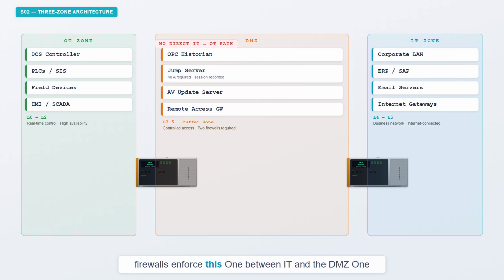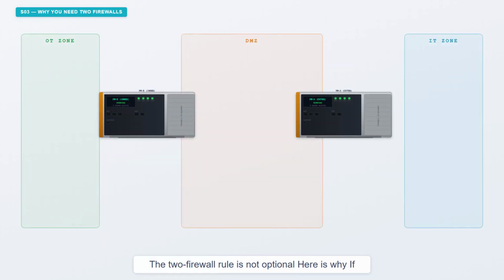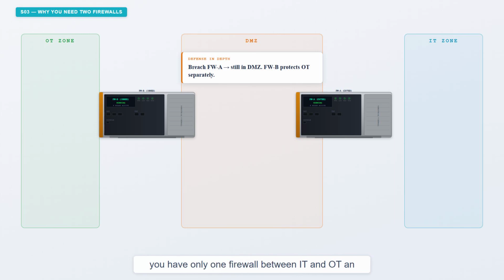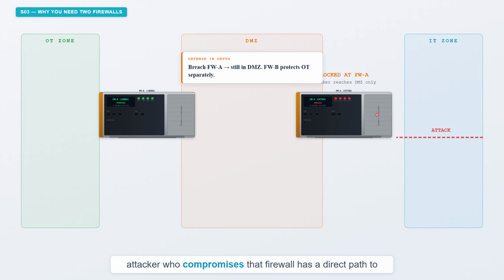Two firewalls enforce this. One between IT and the DMZ. One between the DMZ and OT. You need both. One firewall is not a DMZ. The two-firewall rule is not optional. Here's why. If you have only one firewall between IT and OT, an attacker who compromises that firewall has a direct path to your DCS. But if you have two, breaching the outer firewall puts the attacker in the DMZ only, still separated from OT by a second firewall with its own rule set. Defense in depth means each boundary has its own policy. The inner firewall protecting OT can be significantly more restrictive than the outer one facing IT.